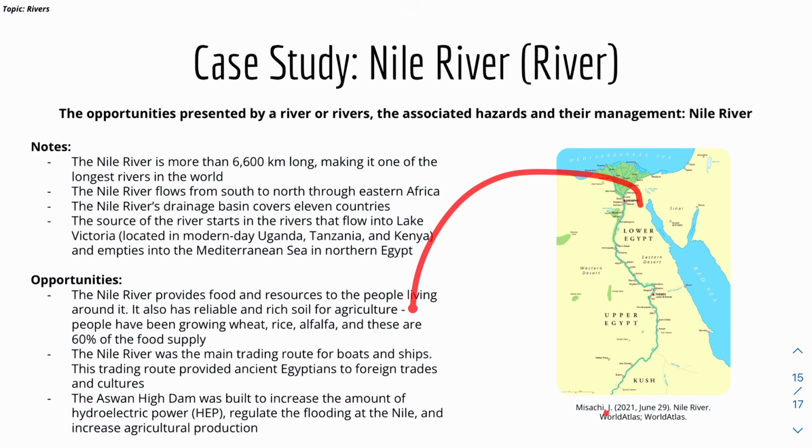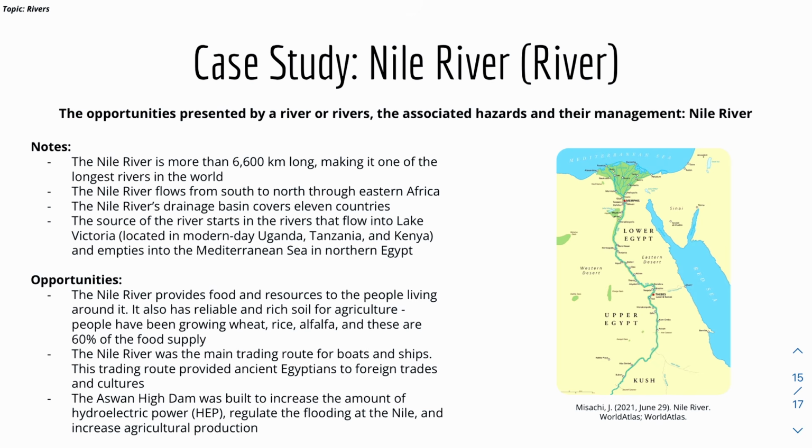So we have Africa right here. It goes from south, which is elevated land, up to north, where it goes out from Egypt right here. And the source up here starts from the river that flowed into Lake Victoria, and in modern day we have these countries that are there. And it empties into the Mediterranean Sea via Egypt.